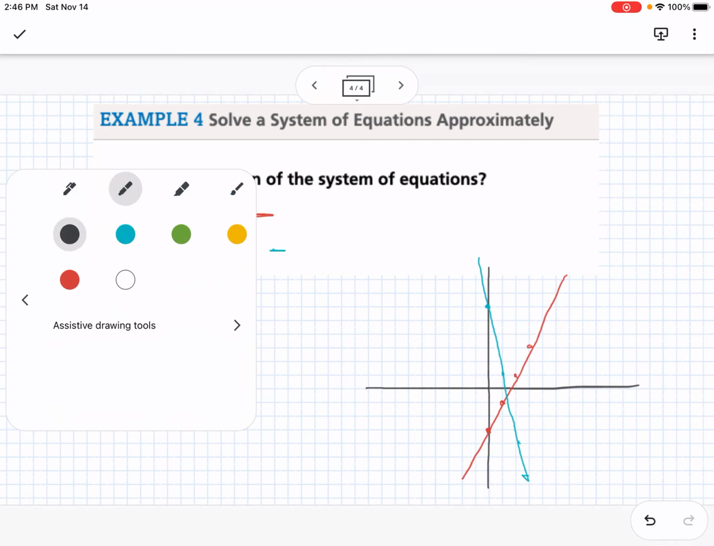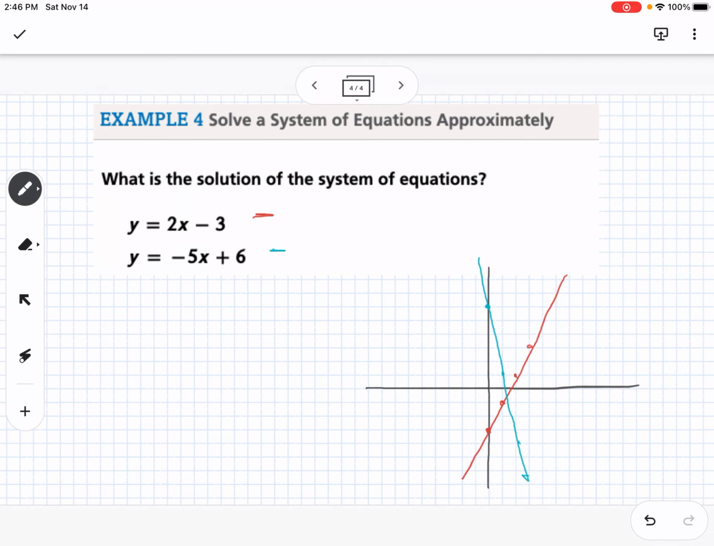So if you look at this, you might notice that we can see where they intersect, but it's not on a nice corner point like the first example we did. So sometimes we have to use technology to help us approximate the solution. So see how it says solve solutions approximately.